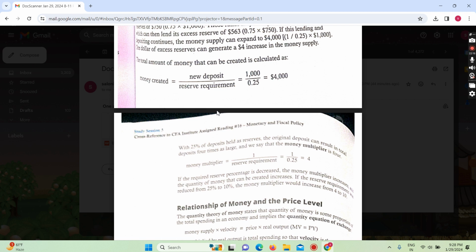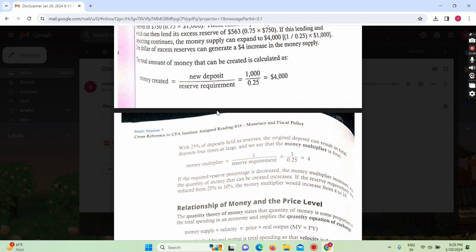If the required reserve percentage is decreased, the money multiplier increases. If the percentage decreases, the money multiplier will increase, and the quantity of money that can be created increases. If the reserve requirement is reduced from 25% to 10%, then 1 by 0.10, the money multiplier would increase from 4 to 10.